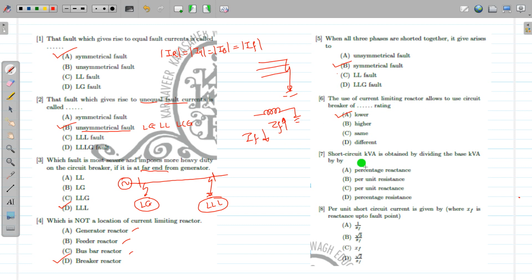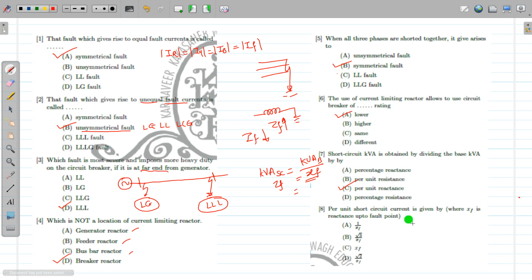so that the breaker rating also becomes lower. The short circuit kVA is obtained by dividing the base kVA by what? If you want to calculate the short circuit kVA, it is the base kVA divided by the fault impedance or fault reactance. If the resistance is neglected, it is only the per unit reactance.